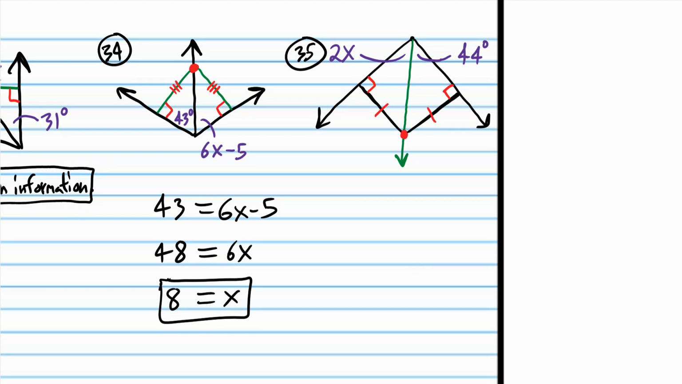All right, we're back. We're going to use the converse of the angle bisector theorem again, because we know these lengths are equal, and we know that they're the shortest distance from the rays because of the 90-degree angles. And so therefore this ray is an angle bisector, which means that this angle must be equal to this angle. So 2x must be equal to 44. Divide both sides by 2, and we get 22. And if you got 22, good job.